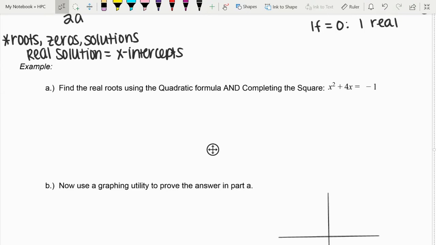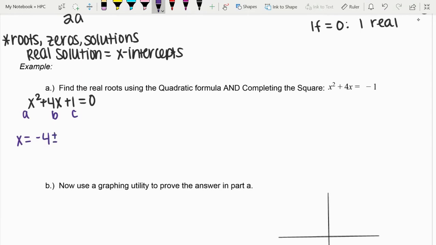So if we're going to use the quadratic formula, the first thing I need to do is get that to equal 0. So I'm going to have x squared plus 4x, I'm going to move my 1 over, so plus 1 equals 0. So now I have my a, my b, and my c. So we have x equals the opposite of b, add and subtract the square root of b squared minus 4 times a times c, divided by 2 times a.